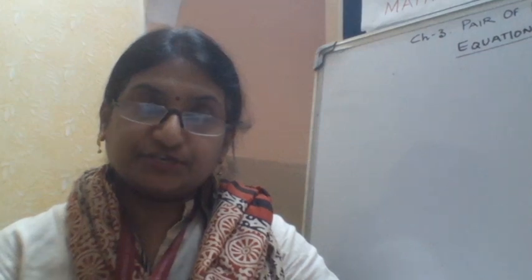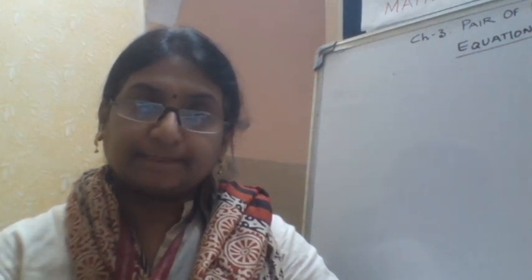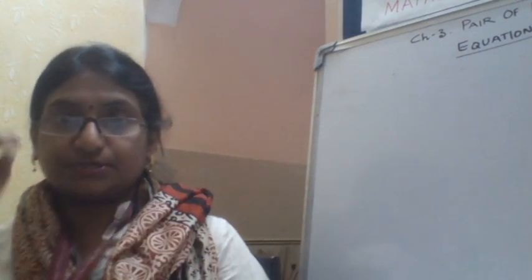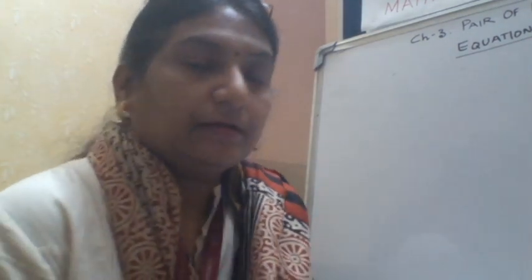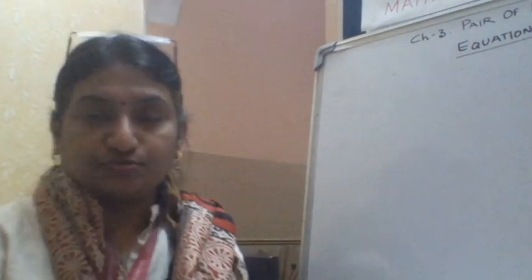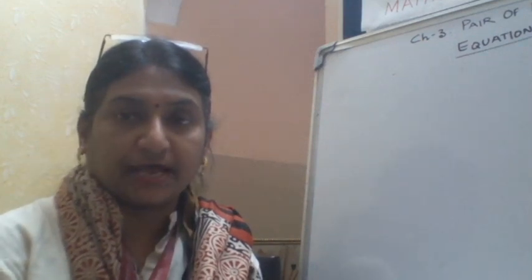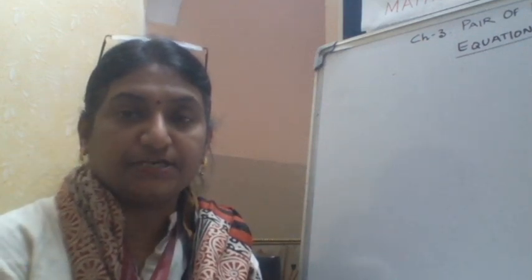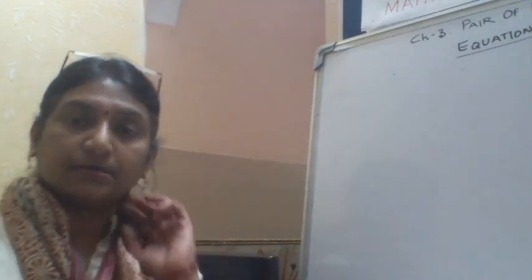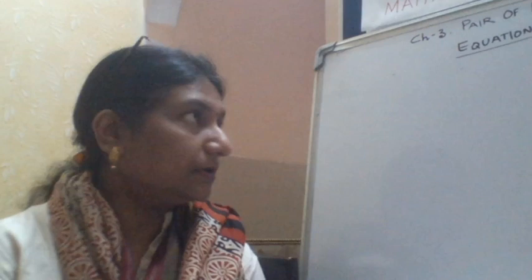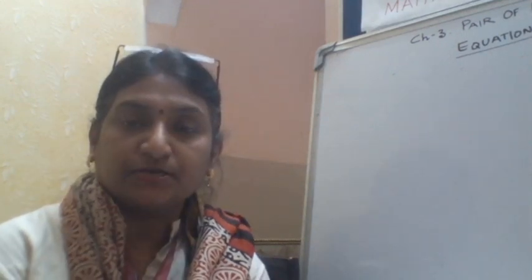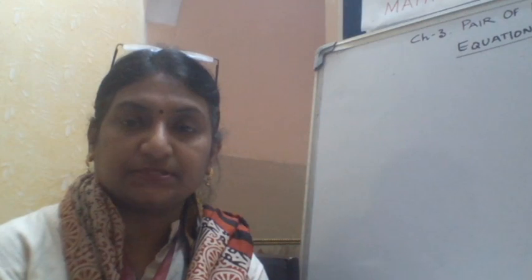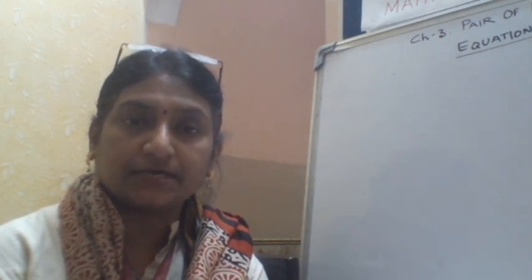Yesterday we have done substitution method. This is, I think, lecture 3 of our pair of linear equations since we started with chapter 3, pair of linear equations in two variables. In previous two classes, we have discussed what actually is the meaning of pair of linear equations in two variables. Now, in yesterday's class, we have talked about the solution of linear equations by substitution method.